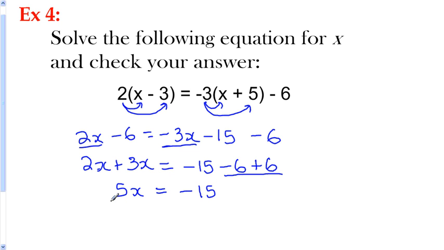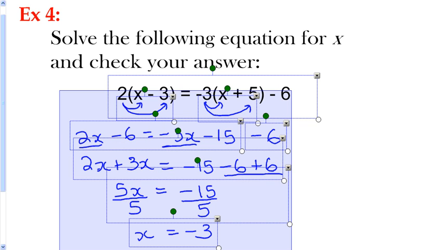Now, to get rid of the 5, the 5 is multiplying by the x, so the opposite of multiplying is dividing, so I need to divide both sides by 5. And then I get x, because 5 divided by 5 gives me 1x, equals, and negative 15 divided by positive 5 gives me negative 3. That's my final answer.